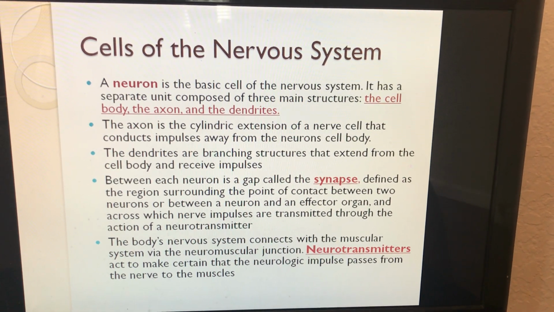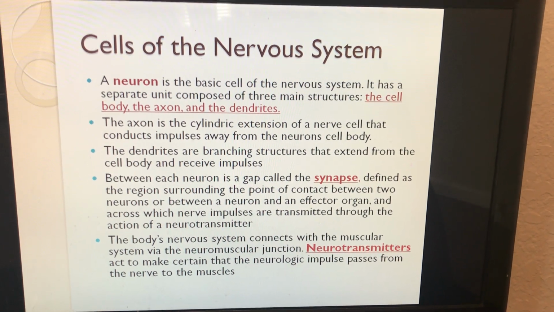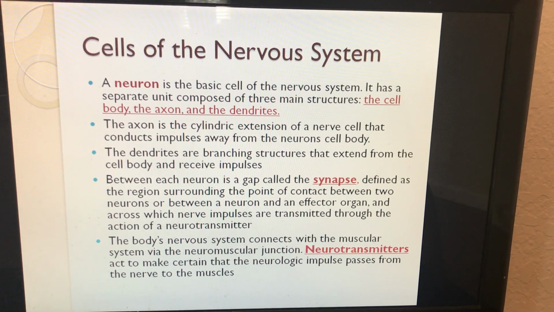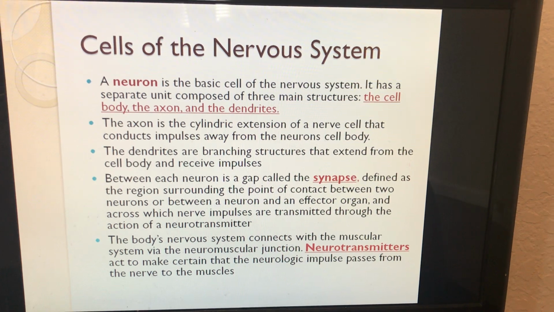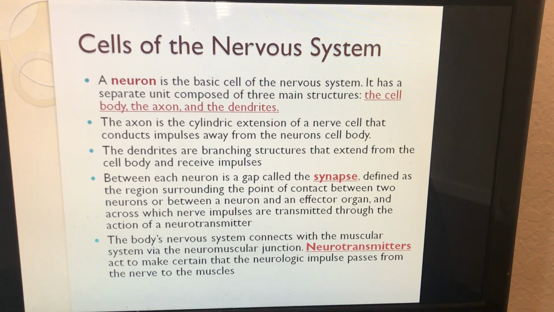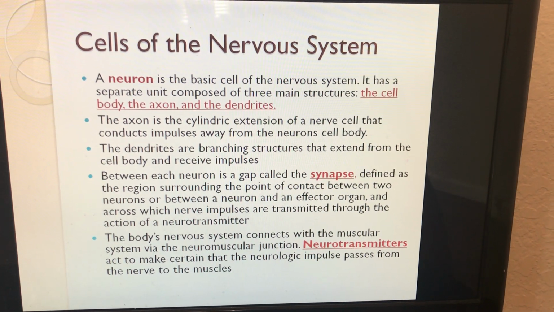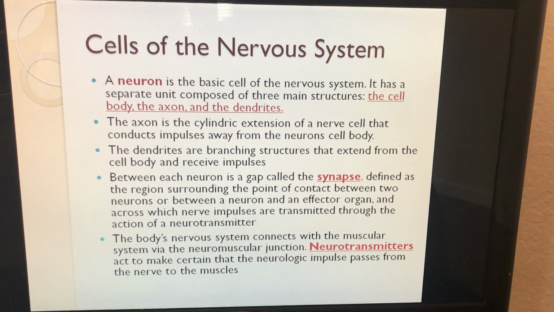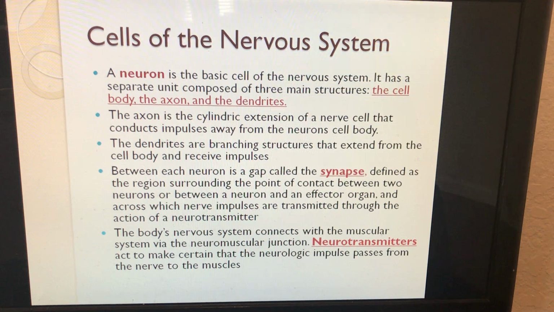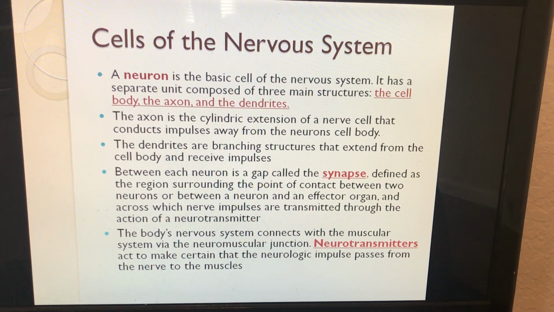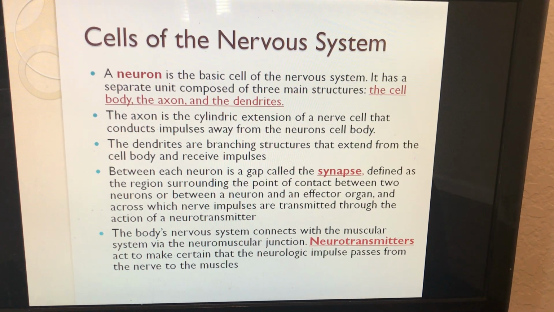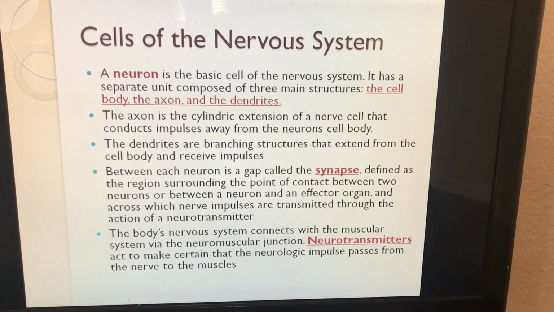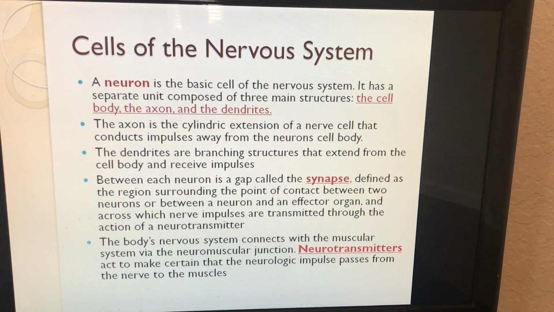Then between each neuron is a gap called the synapse, defined as the region surrounding the point of contact between two neurons or between a neuron and an effector organ, and across which nerve impulses are transmitted through the action of a neurotransmitter. So the body's nervous system connects with the muscular system via the neuromuscular junction, and neurotransmitters act to make certain that the neurologic impulse passes from the nerves to the muscles.